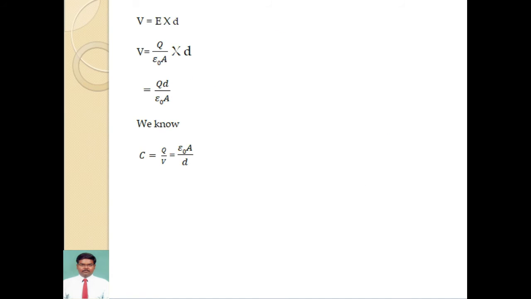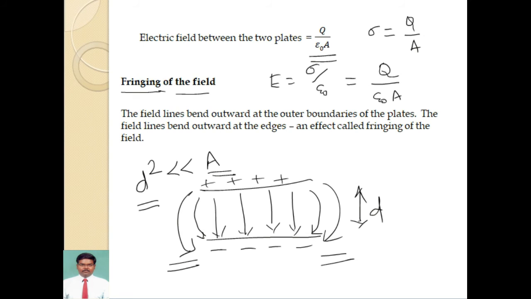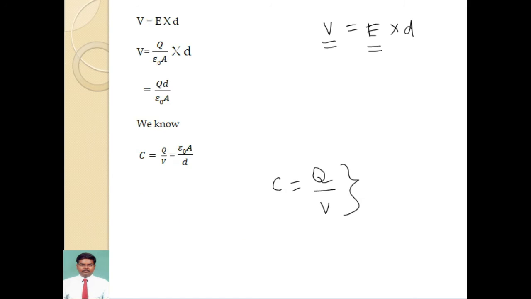And next, our ultimate aim is to calculate the potential. Okay, we know that potential V is given by field into the distance of separation. Finally, what I want to calculate is the capacitance. For calculating the capacitance, two things are needed: one is the total charge, another one is the potential. These two things I have to calculate. So first, to calculate the potential, what I need is E. E I have already calculated. The E value is given by Q by epsilon naught A. Now I'm going to calculate the potential using this formula, E into d.